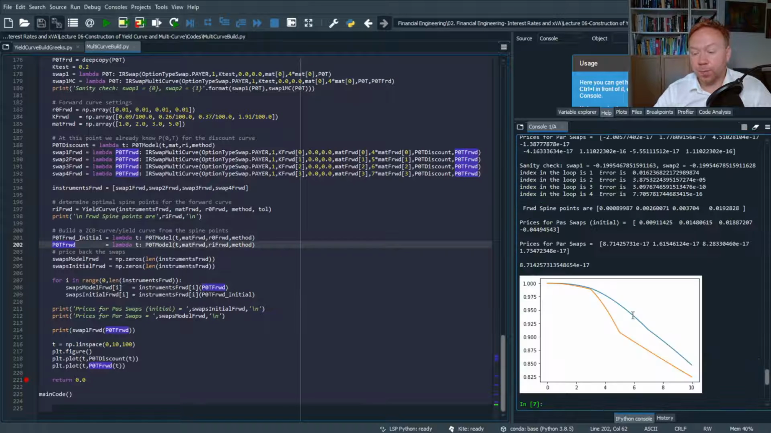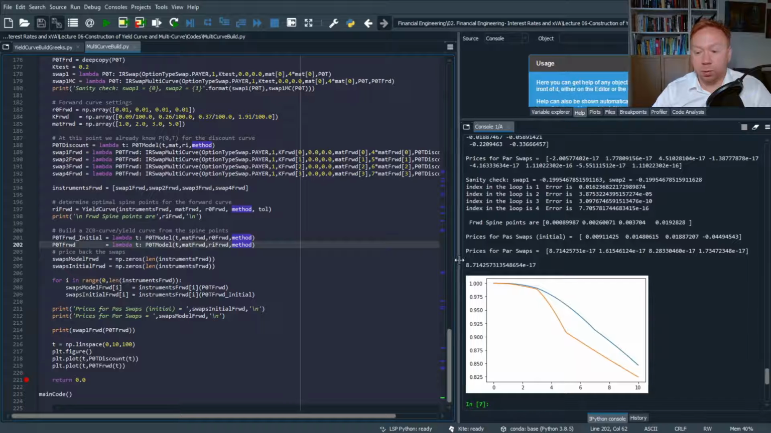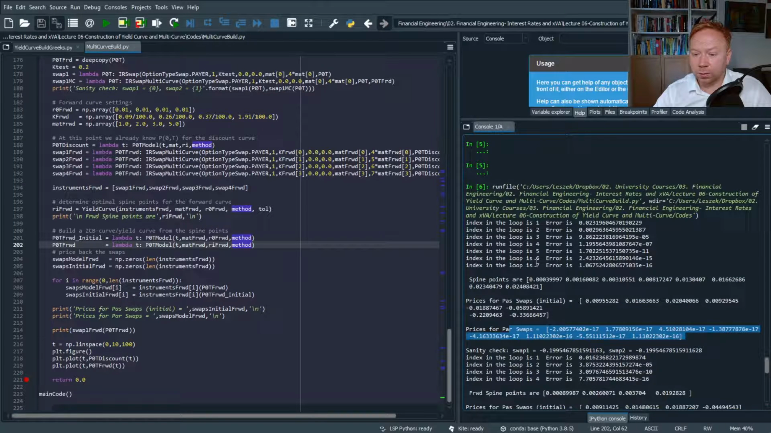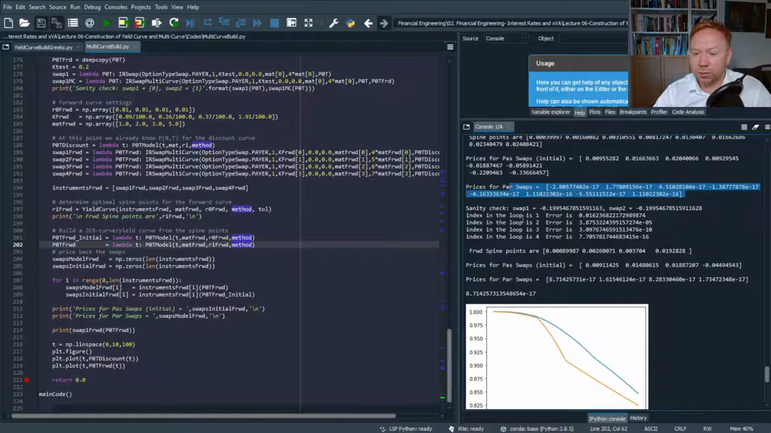So let's run it. There is also additional plotting here. Here we have the first part, spine points, corresponding to the discounting. These are also prices for the par swap, which we have seen before. We needed only seven iterations. And this is the sanity check: you see that in both cases, swap 1 and swap 2, we got the same value. So the implementation of the new swap is consistent.